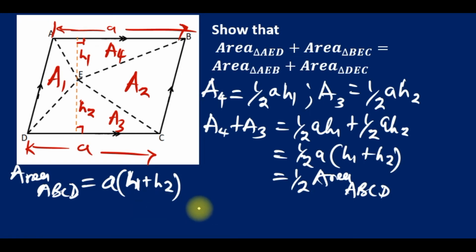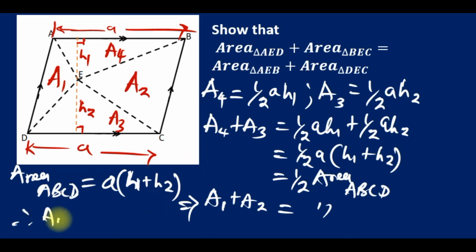Common sense will now tell us, since the sum of these two gives half of the parallelogram, the sum of the remaining areas, A1 plus A2, will still give us the same thing. Yes, because half plus half is 1. So we've proved that. Therefore, A1 plus A2 must be A3 plus A4.